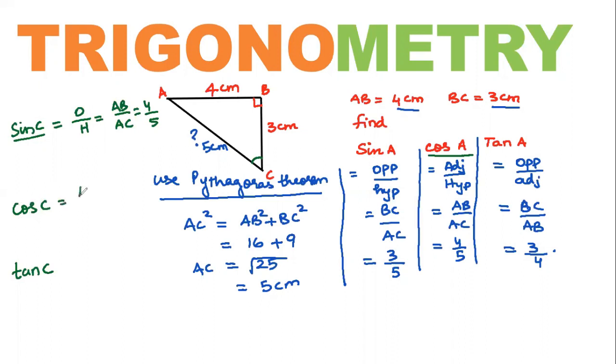So cos C is adjacent upon hypotenuse. Adjacent of C is BC, so BC upon AC, which will be 3 by 5. And tan C is opposite upon adjacent. Opposite is AB over BC, so 4 by 3. So we have derived sine, cos and tan. Now the remaining three trigonometrical ratios we are going to see.